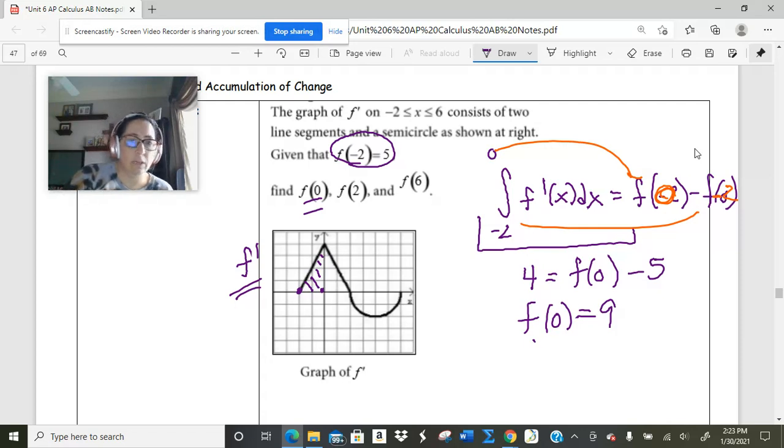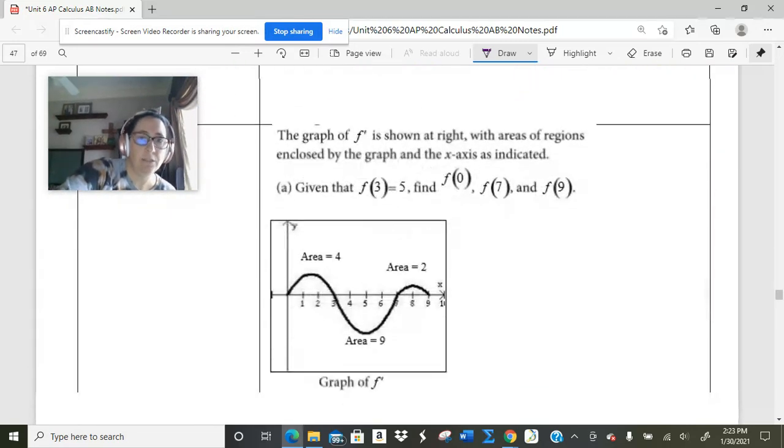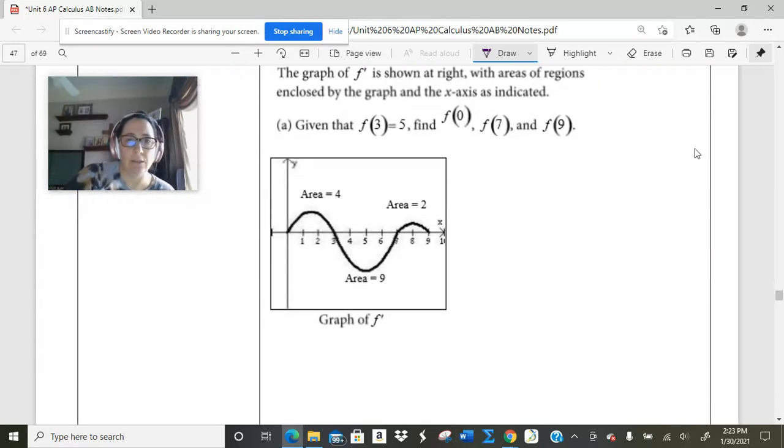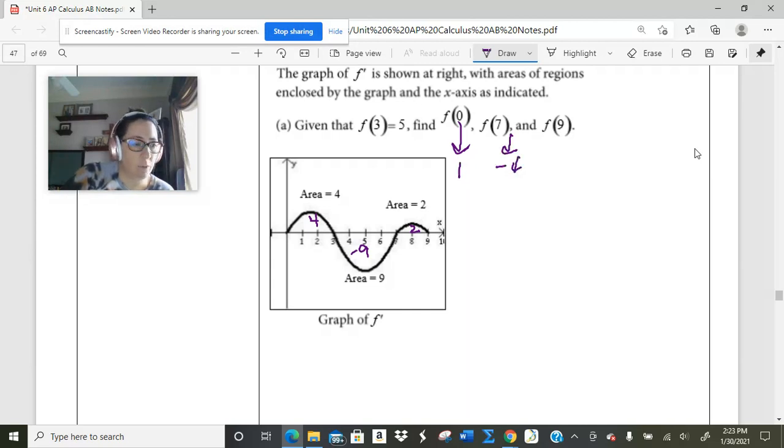So do that for the other guys and see if you can find f of 2 to be 13 and f of 6 to be 13 minus 2 pi. If you'd like to do more of those, I'm going to go ahead and give you the answers and let you try. This is a really good one. This says that this is 4, this would be 9, which is kind of like a negative, and that this is 2. This is actually easier than the one before. So see if you get out 1, -4, and -2 for a little bit more practice with the area if you feel like you need it.